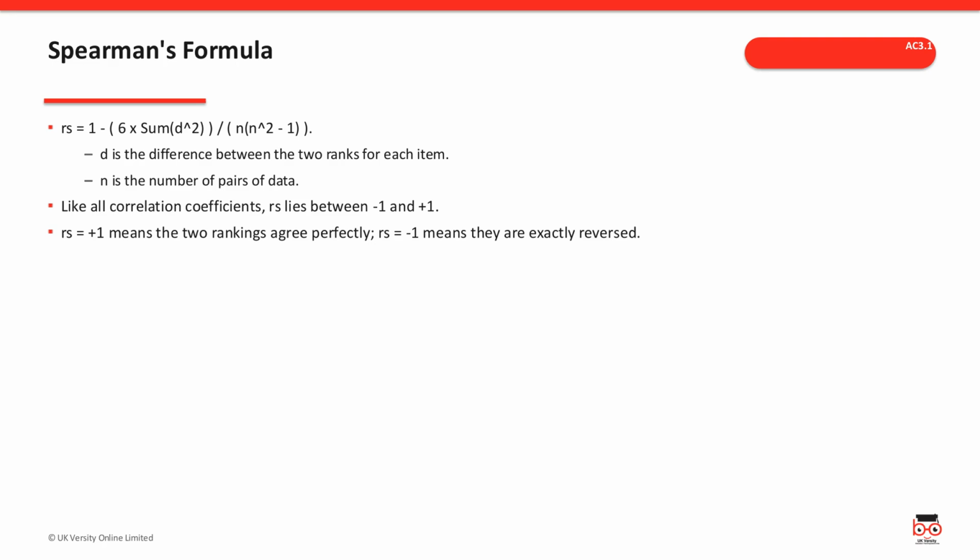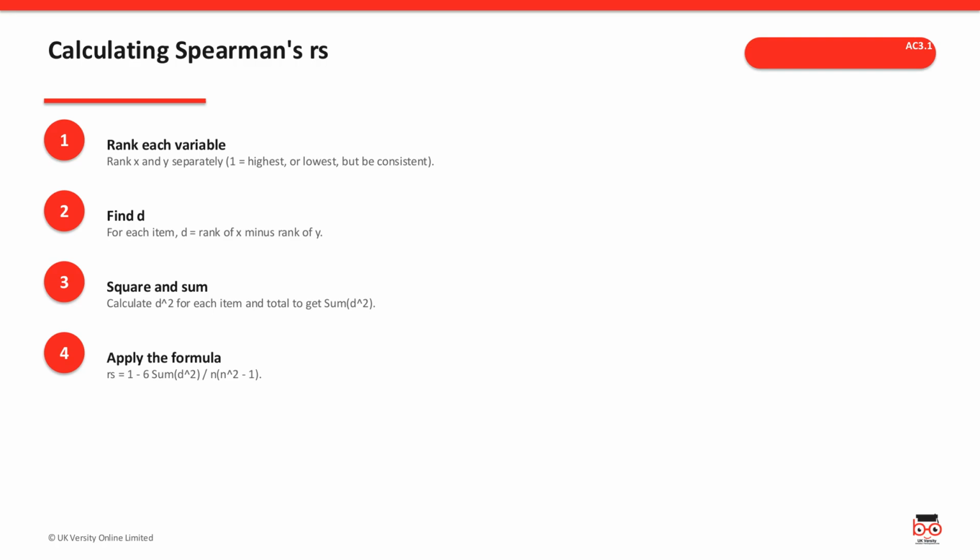Like every correlation coefficient, RS stays between -1 and +1. An RS of +1 means the two rankings agree perfectly, and -1 means they're exactly reversed. 4 steps again. Rank each variable separately, deciding whether 1 is the highest or the lowest, but staying consistent.